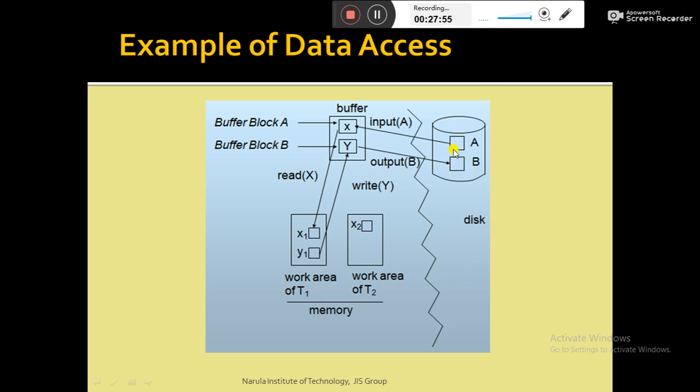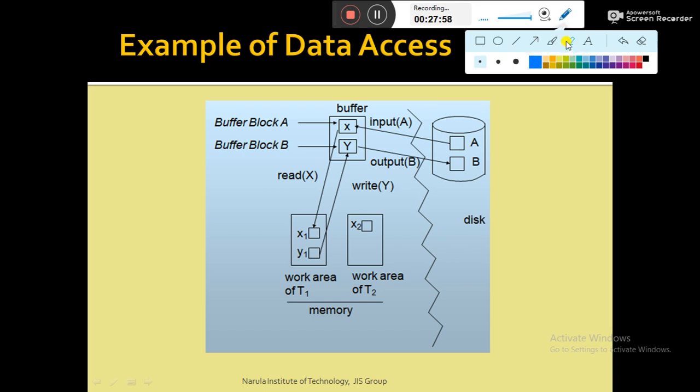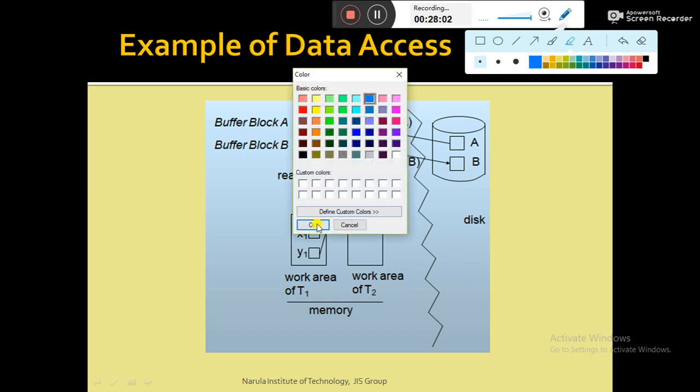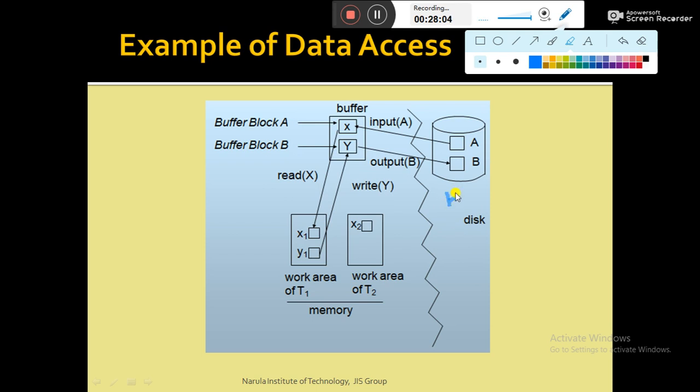Suppose this is the hard disk. As we know, all the data items are going to be stored in the hard disk. Suppose A is a data item, B is another data item, and suppose T1 and T2 are transactions. Whenever a transaction starts executing, whatever data items T1 is going to access are first copied from the hard disk to the buffer. Now what is the buffer? The buffer is also a part of the memory of the RAM. This is RAM.